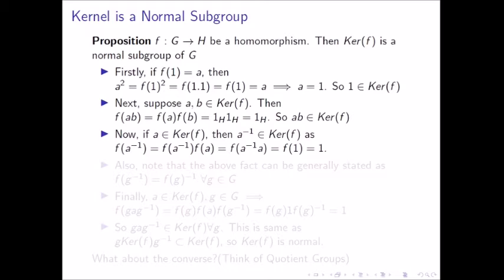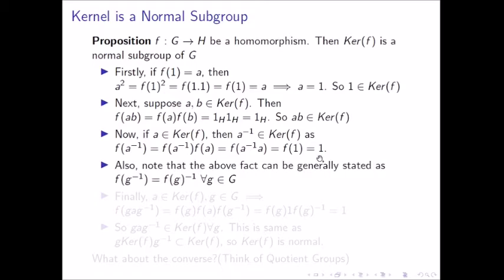If a is in the kernel, we prove that a inverse is also in the kernel, as f(a inverse) is equal to f(a inverse) times f(a), as a is in the kernel, f(a) is the identity of H. So this thing given over here is indeed true. But by definition of homomorphism, this is f(a inverse times a). This is equal to f(1), which we have already proved over here to be 1.